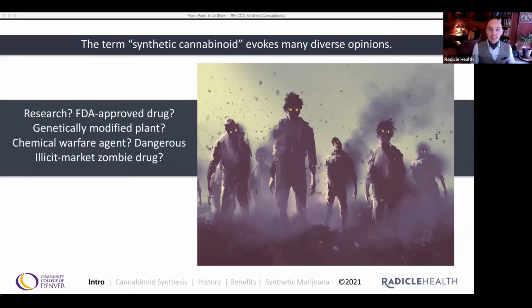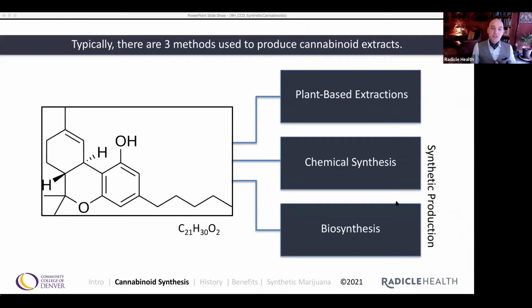But before we get to any of that, we have to cover some basic science. So to fully understand the story of synthetic cannabinoids, you have to understand a little bit about drug synthesis. And to understand drug synthesis, including the synthesis of cannabinoids, you have to have some understanding of chemistry. And obviously that's mostly outside of the scope of this workshop today.